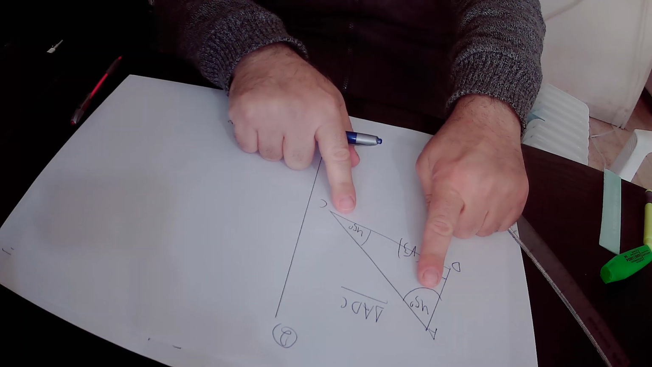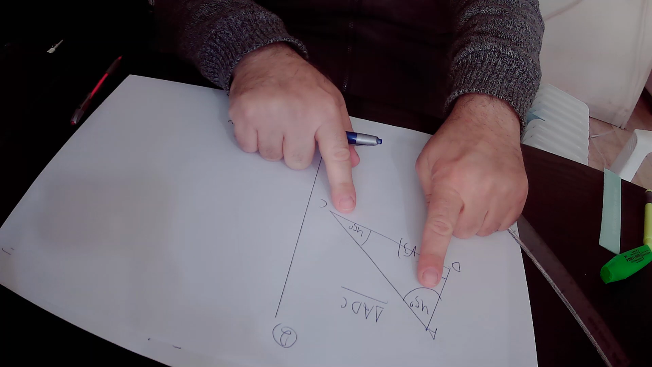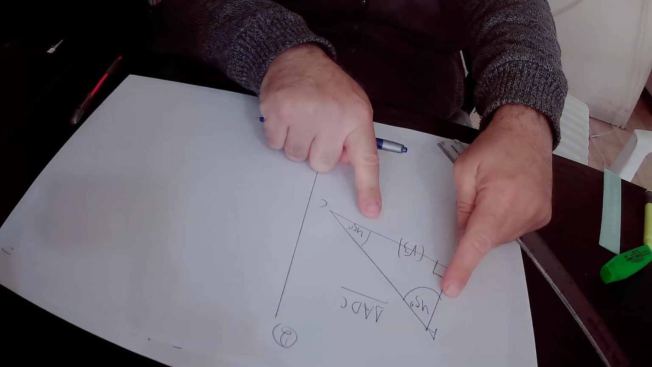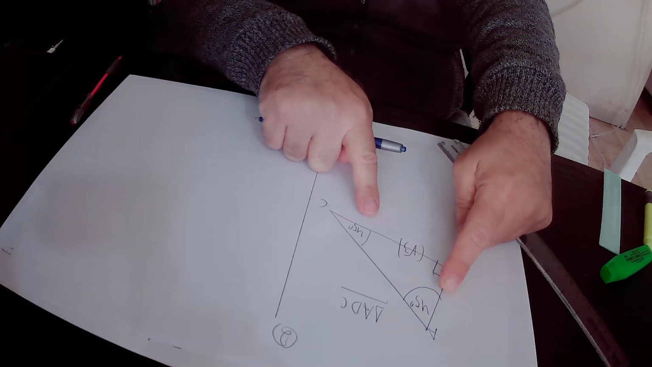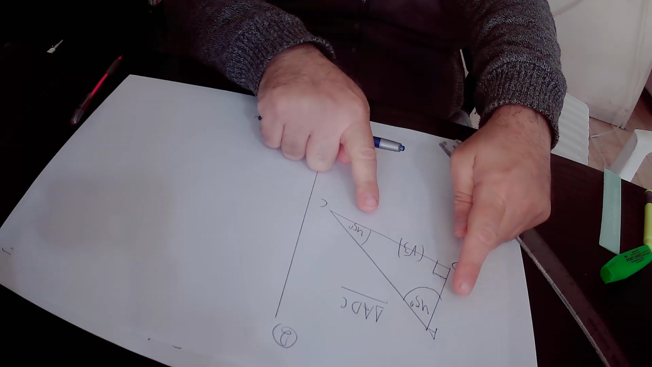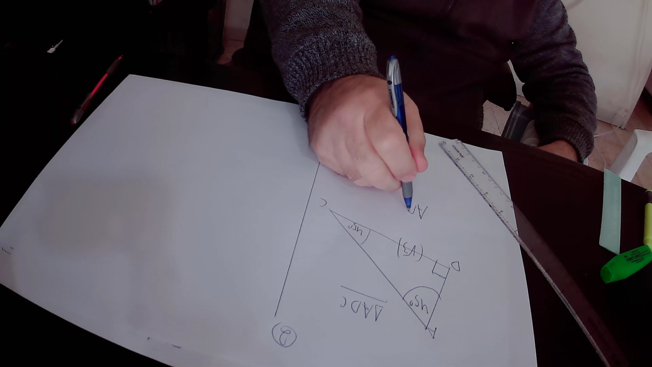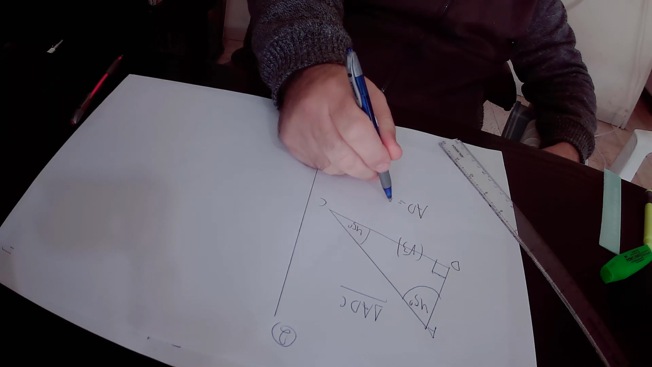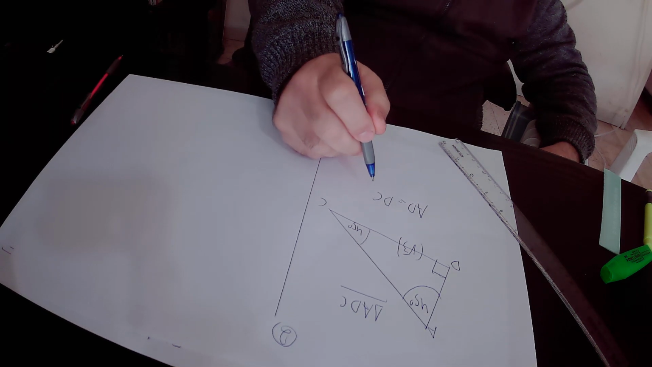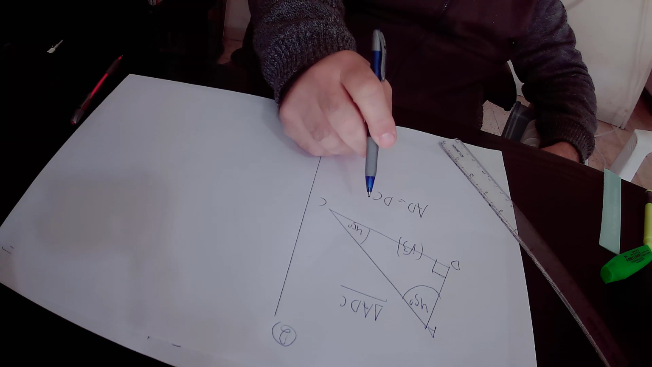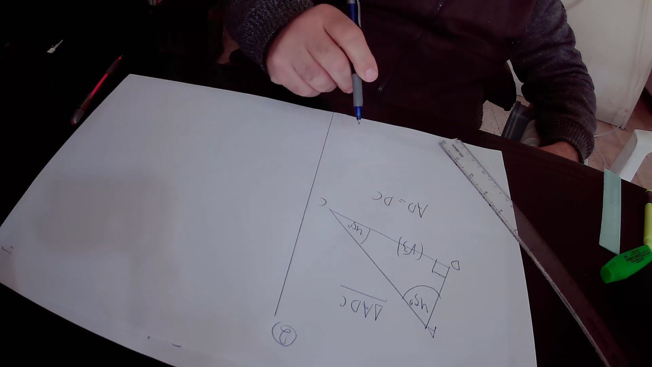And we have the rule that in front of equal angles in a triangle, there are equal sides. So those two sides that are located in front of those two equal angles must also be equal to each other. That is to say, side AD must be equal to side DC.